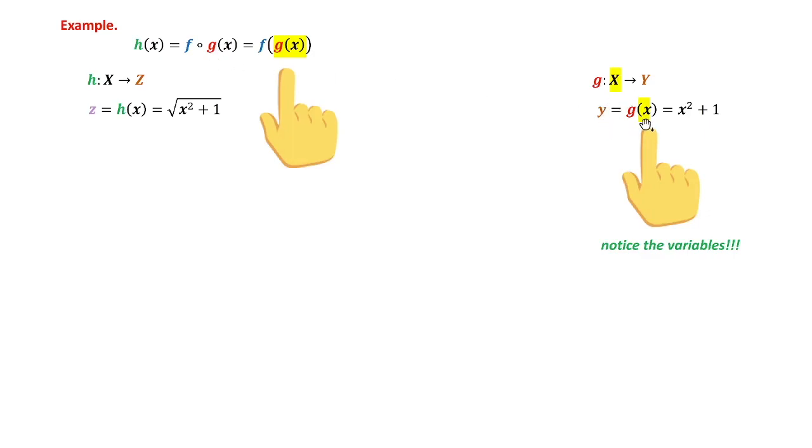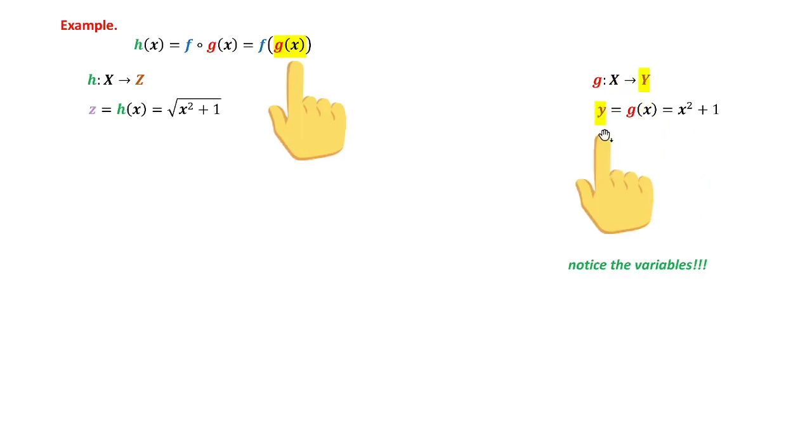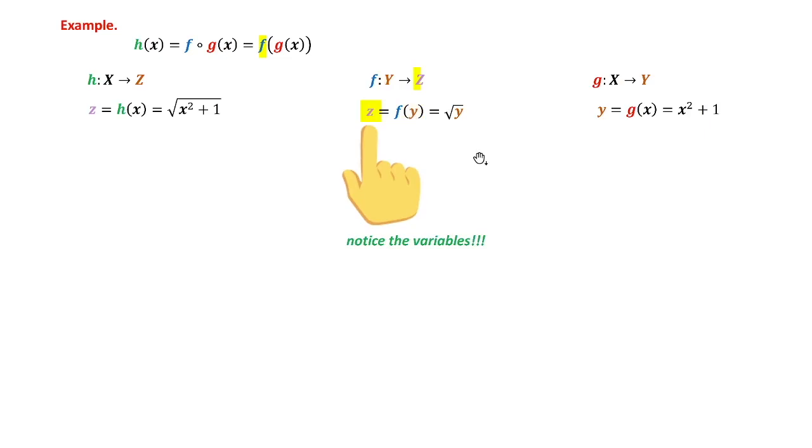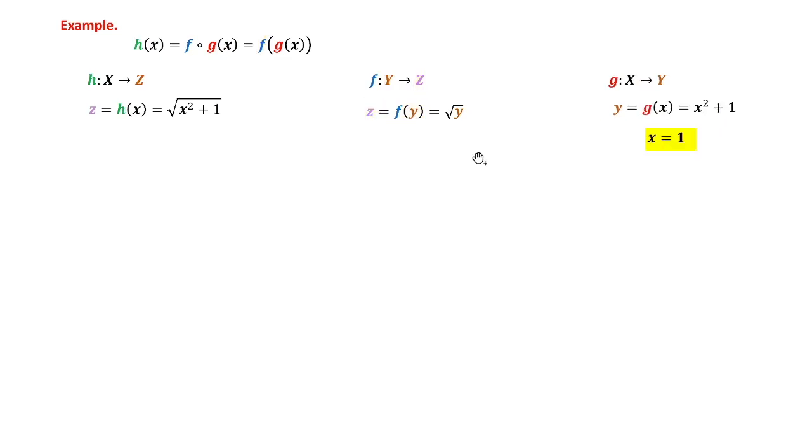So g is taking that x value, using the rule, and returning a y value. So I'm getting a y value out of that. That y value then I'm going to stick into the function f, and I'm going to return a z value, which is then, this should be the same.